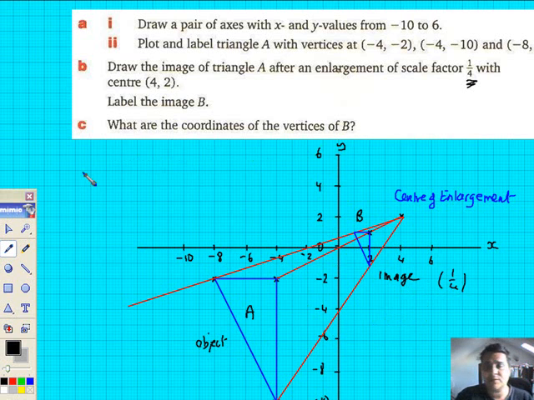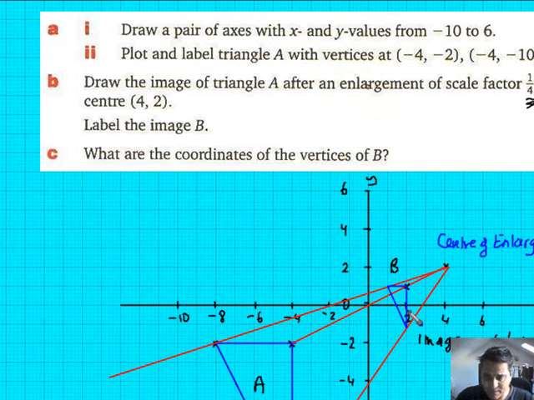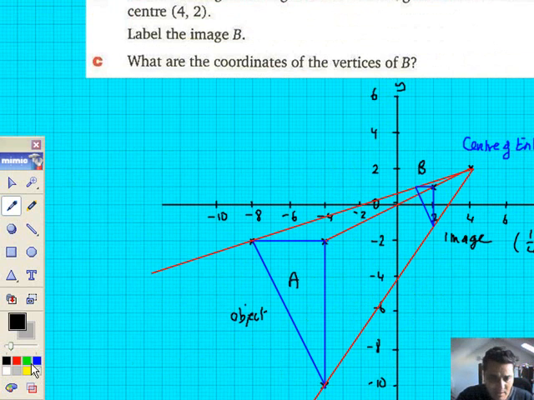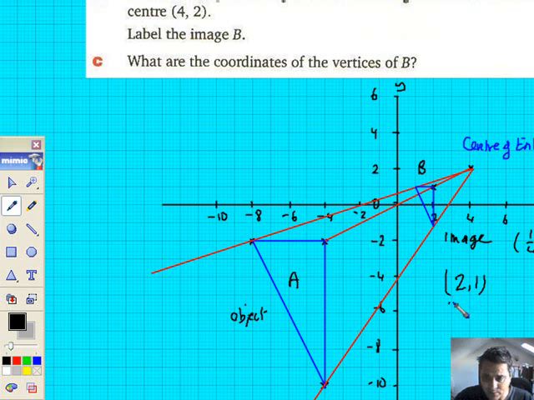Alright, so that's how it looks. It says what are the coordinates of the vertices of B. Well, let's try and do this one, shall we? This one's going to be 2, 1. So let's just try and list them. It's not very clear at all. Let's list them to the side. So 2, 1 will be that one. 2, minus 1 will be that one. And that's going to be 1, 1 right there.